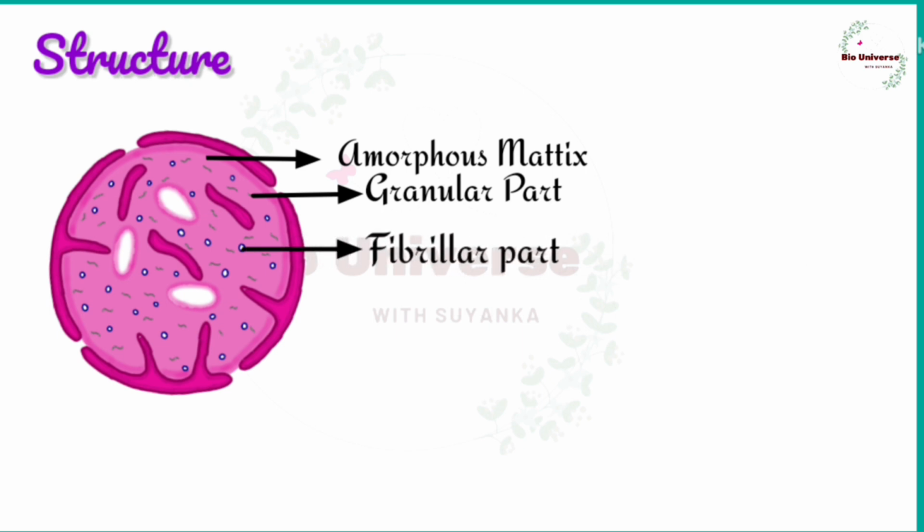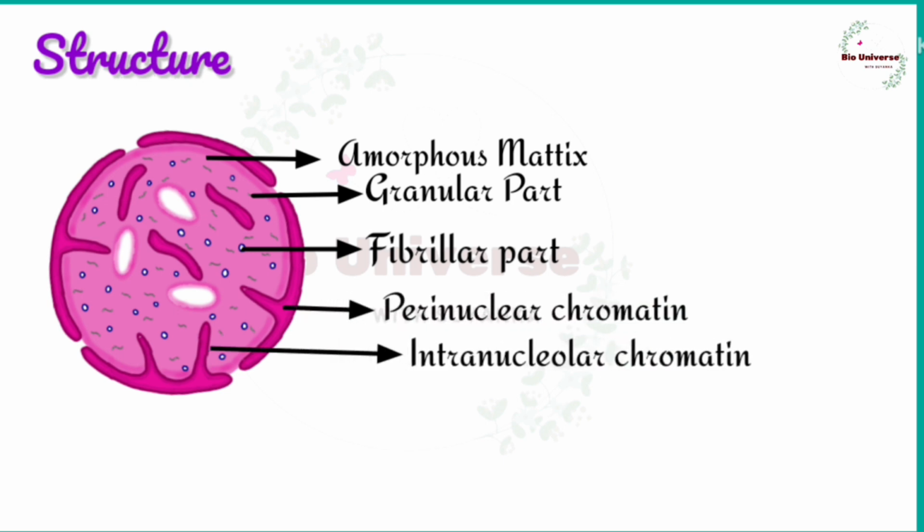Fibrillar part, also known as pars fibrillosa. It consists of fine fibrils. Fibrils are formed of RNA and small amount of proteins. Chromatin part. It is a chromatin associated with nucleolus. Nucleolar chromatin is of two types, perinucleolar and intranucleolar. Perinucleolar chromatin lies around the nucleolus. It sends projections into the nucleolus, which constitute the intranucleolar chromatin.